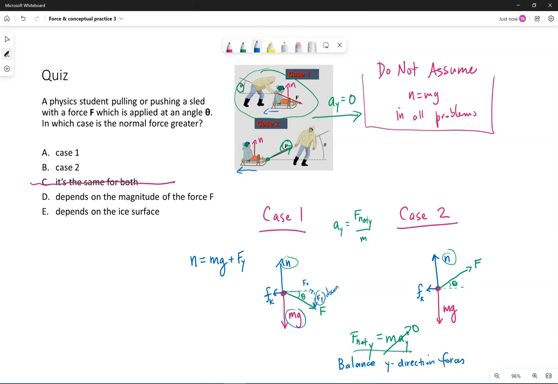So this is essentially telling us the ground has to push up harder than the weight. So this is the weight of the sled and kid together. But the ground also has to push up to counteract the downward push.